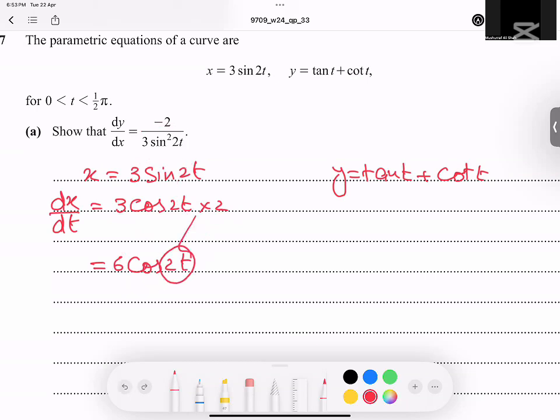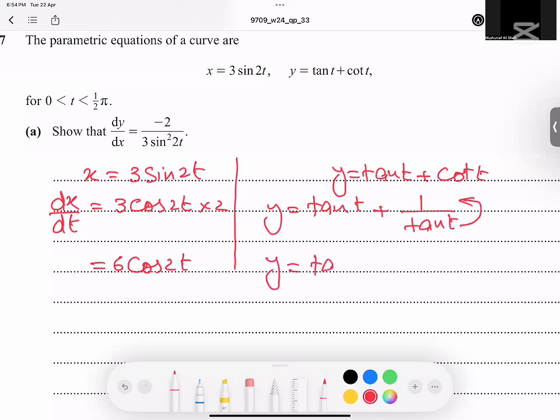And luckily this double angle is a double angle, so this is not a problem. The problem maybe is here: we have a tan derivative, but cot we don't have. So what is a way we can do it? So cot we can write here as tan t plus 1 over tan t. Okay, students, 1 over tan, and tan comes up. We have another way also, but I'm doing this method. tan t to the power negative 1.